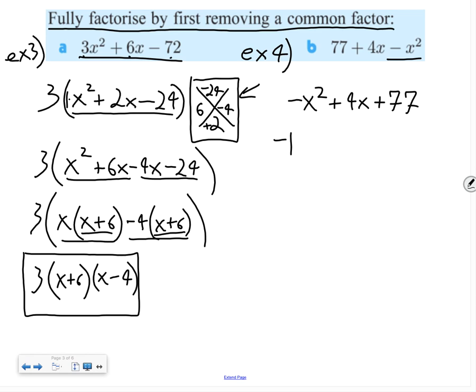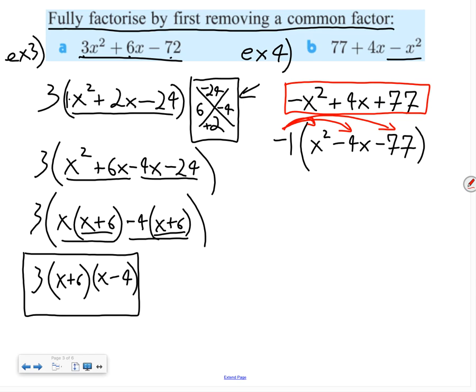Well, I can factor out a negative 1 from that term, and then I'm left with an x squared minus 4x minus 77, right? I'm just changing the sign because I know if I distributed this back through to these terms, I would be back to here. So I'm changing the signs on all of them by factoring out that negative 1. So now this looks like something I've seen before. Okay, I have values that my x value is positive, so then I'm going to go ahead and do the same strategy.